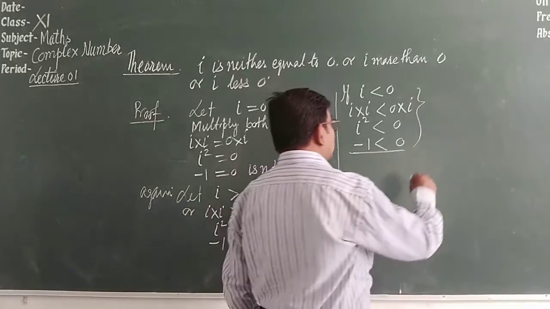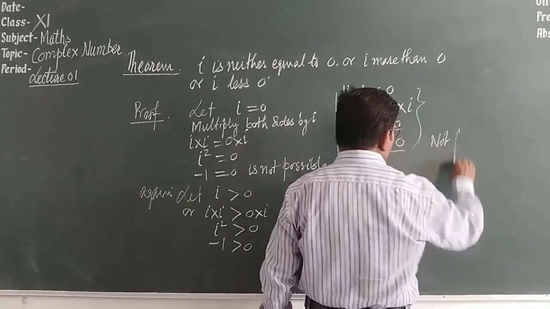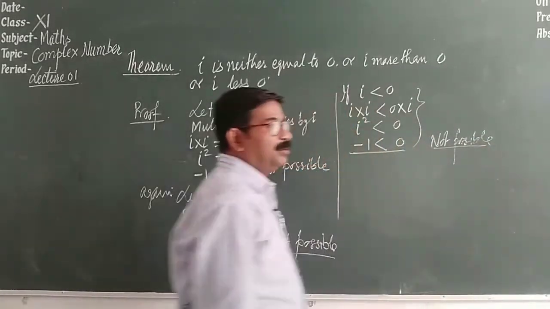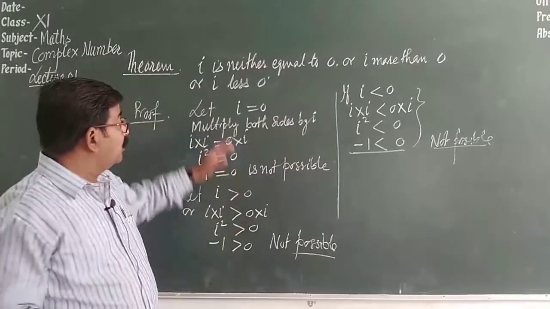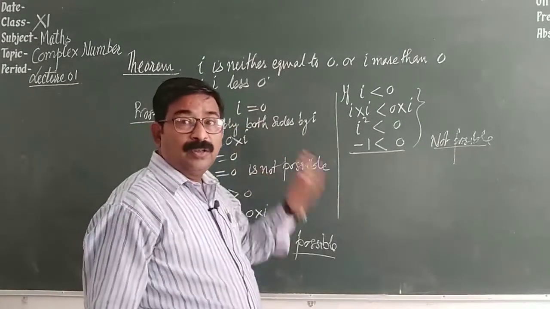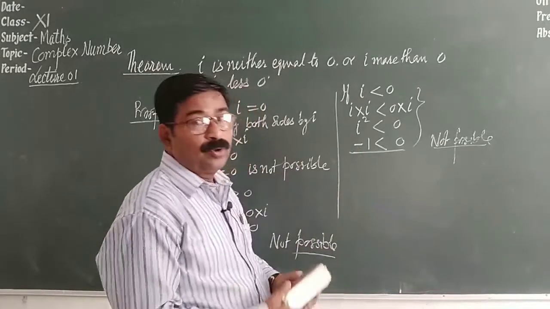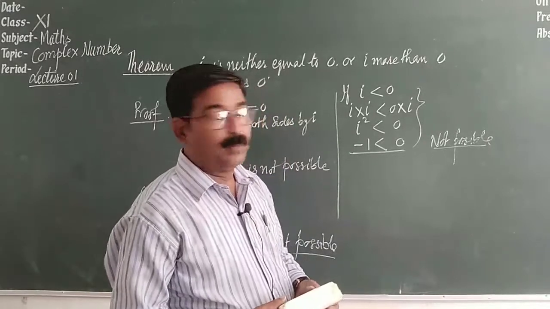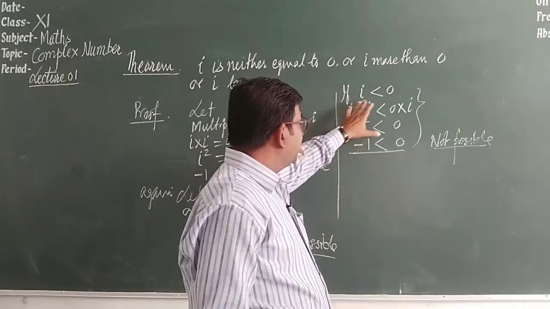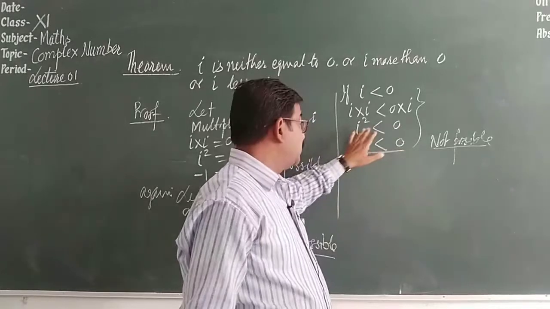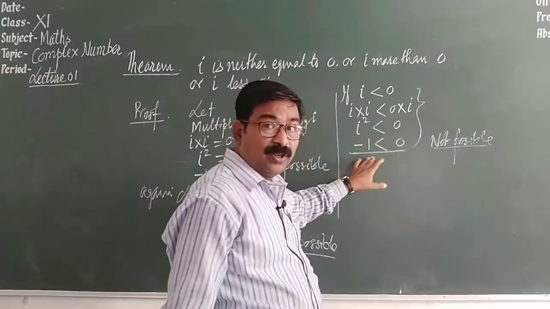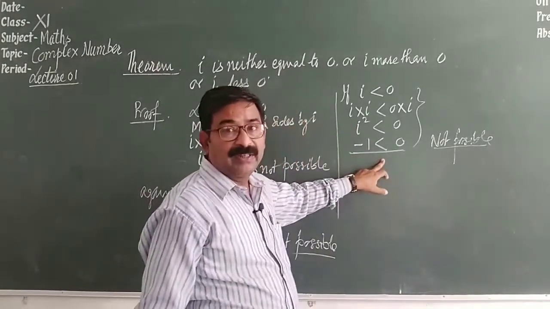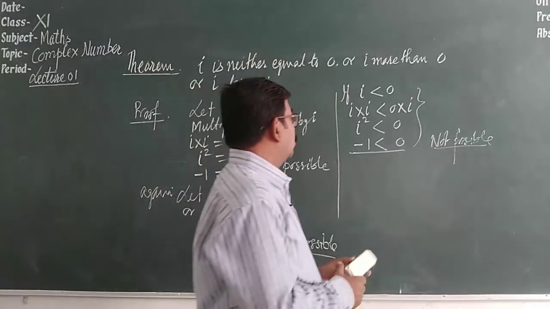To show this, i is never equal to this, so it is not possible. Got it? So this is not more than 0, equal to 0 or less than 0. Then what kind of number is this? This is an imaginary number. Here the case seems to be true: i square is less than 0, minus 1 is less than 0. But in case of iota, it is not true.